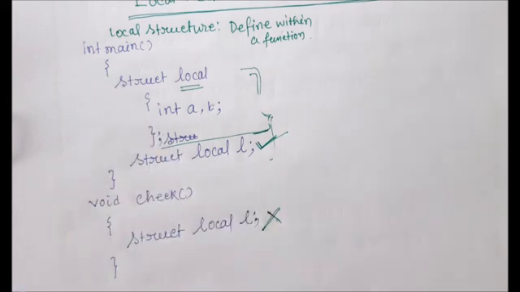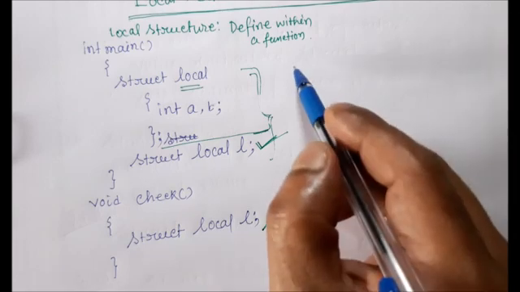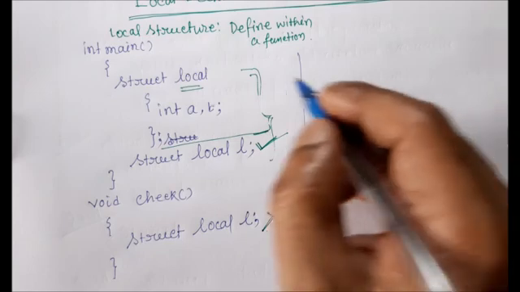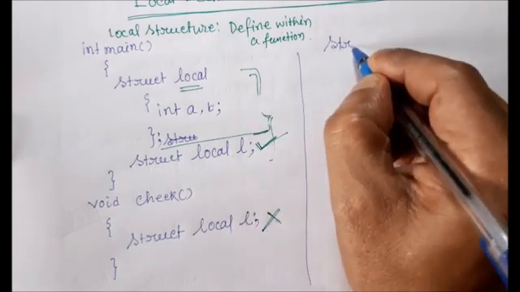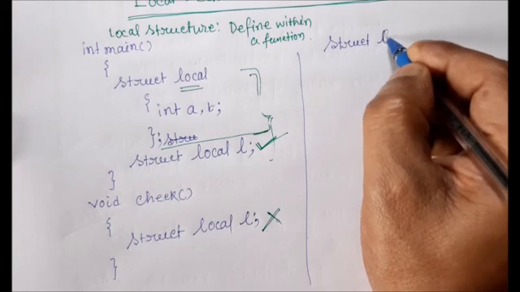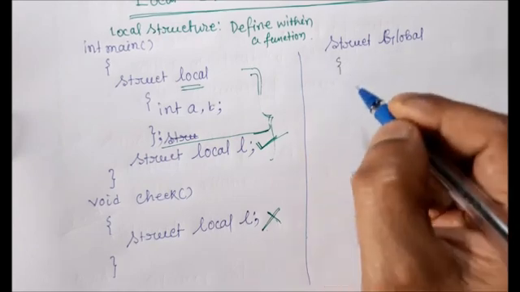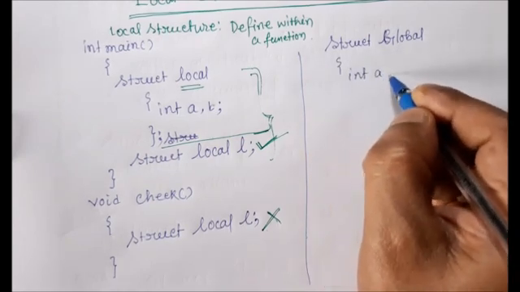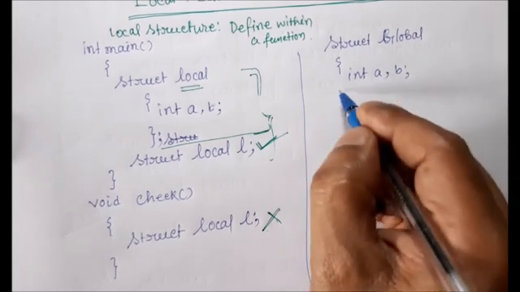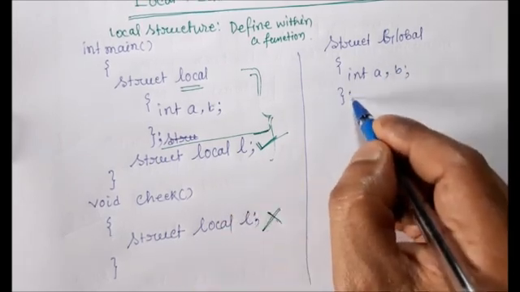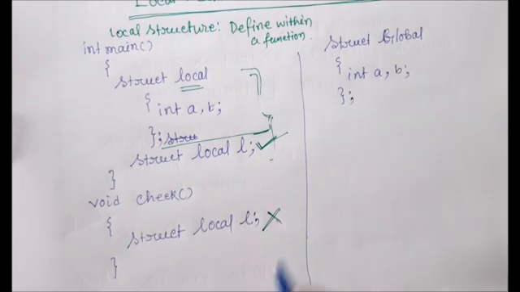Just compare with the local variable and global variable. Local variable scope is within the function and global variable is accessible in all the functions. So, now what is the global declaration of a structure? If I declare this structure, struct, name of the structure, for example, global. So, I am taking the same example, integer a comma b, then semicolon, this is my structure end.